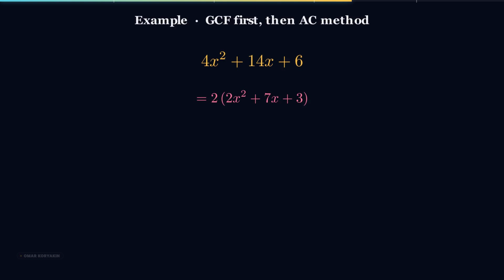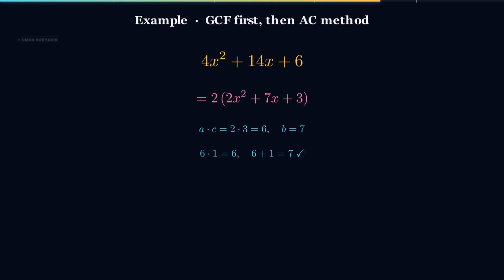a times c equals 2 times 3 equals 6, b equals 7. Find two numbers whose product is 6 and sum is 7. 6 and 1 work: 6 times 1 is 6, 6 plus 1 is 7. 7x becomes 6x plus x. The trinomial inside parentheses becomes 2x squared plus 6x plus x plus 3.